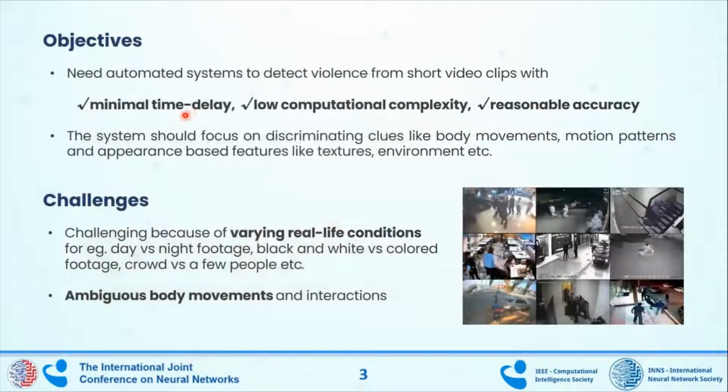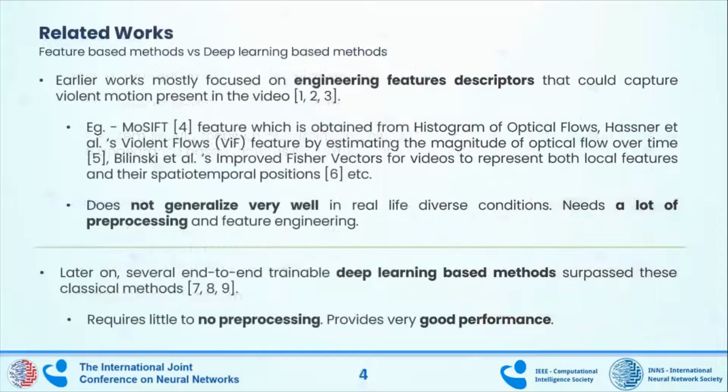We need automated systems that should detect violence with minimum time delay, low computational complexity, and yet it should achieve reasonable accuracy. There are quite a few challenges while doing violence detection. Such as there could be varying real-life conditions in the footage captured by surveillance cameras. Some footage might be captured at day while others could be captured at night. And sometimes there could be many ambiguous body movements present in the scene. For example, some people might be involved in violence, whereas others will be just bystanders giving non-violent clues to the system.